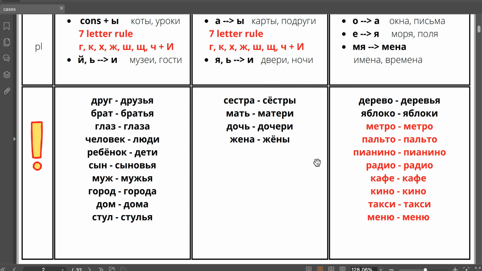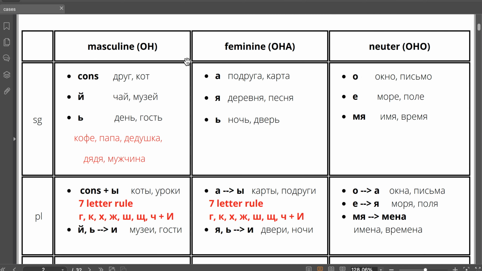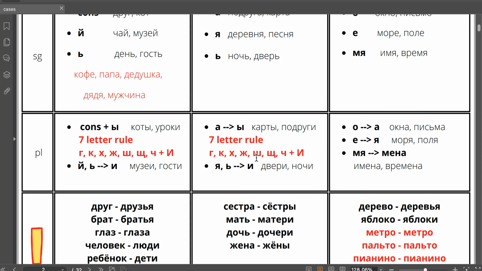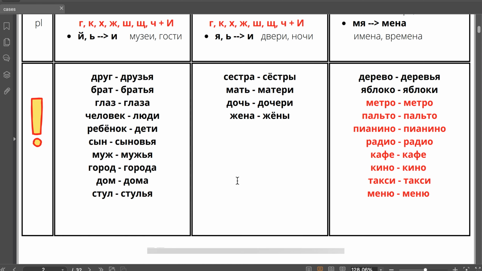So let's just sum up all the things. We know that we have 3 genders. We know how to identify masculine, feminine, neuter. We know how to create plural forms of each gender. And we know irregular plural forms. What we do with irregular things, we learn them by heart.